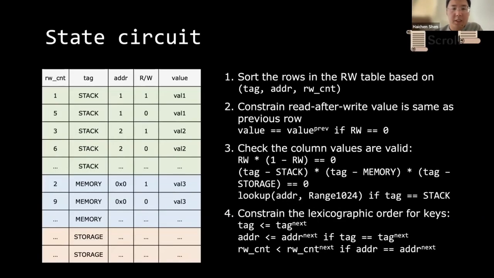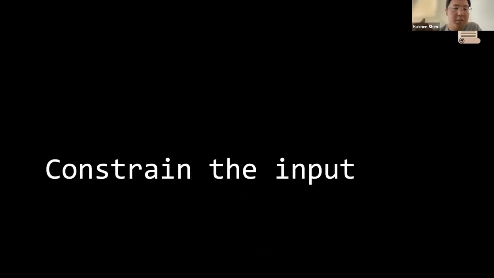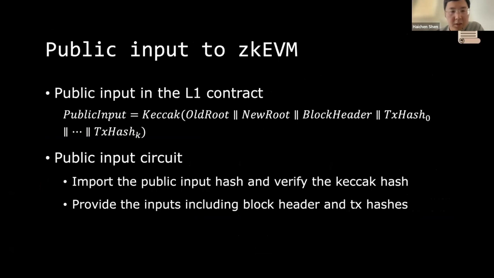So previously we talked about constraining the tables and the EVM executions, but we didn't say how we load those inputs correctly from the public input. So this is, I think, almost the last part I'm going to cover inside this talk. First of all, I'm going to talk about what's the public input we're going to put into the L1 smart contract.